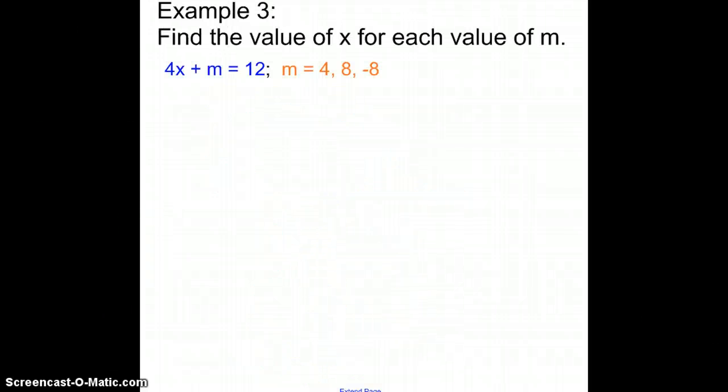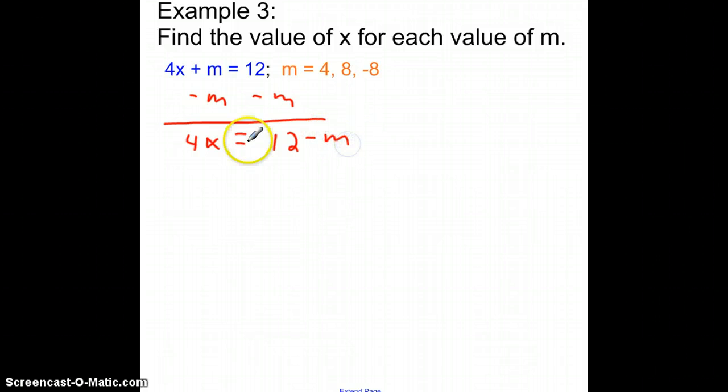Let's take a look at one more example here. It wants to find the value of x when m is these certain numbers. So let's get x all by itself. Moving this m over, minus m to both sides. So we have 4x equals 12 minus m. Okay, nothing we could do here. These are not like terms.